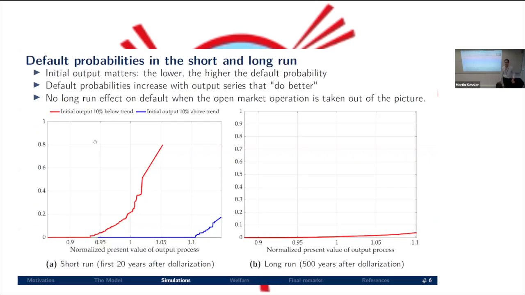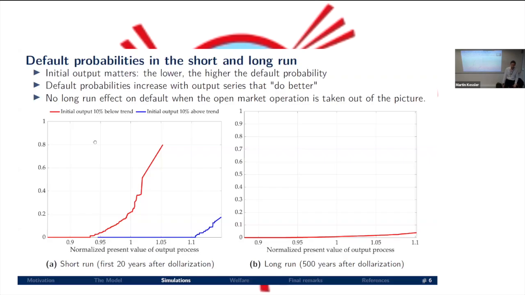So up to now, I've shown you that it appears that dollarization has an impact on default incentives, especially when output is low, especially when debt is high. And it appears that this effect is mainly because of the initial open market operation that sets the debt onto an unsustainable path, especially if your output was low and if your initial debt was high.